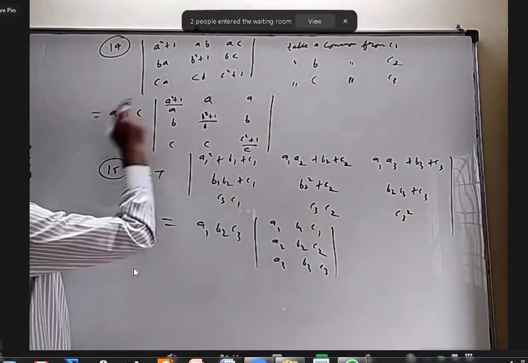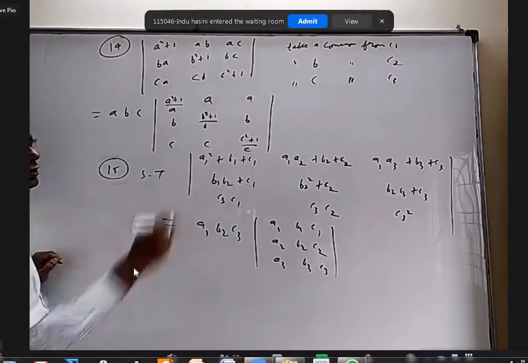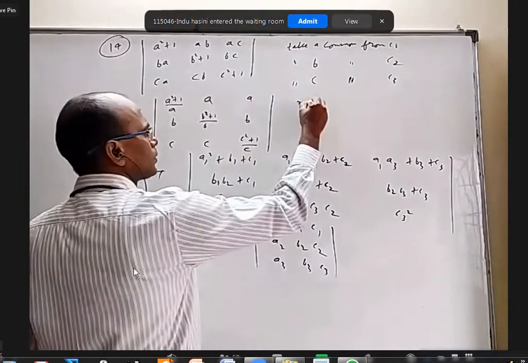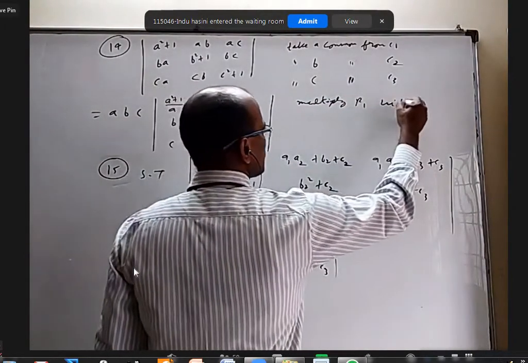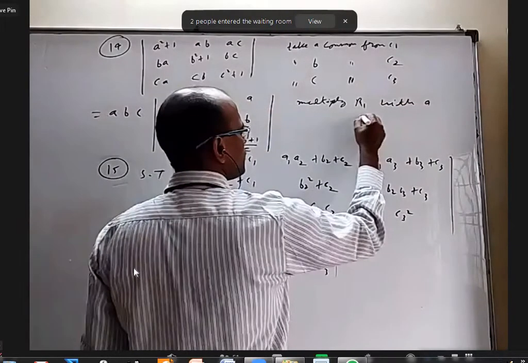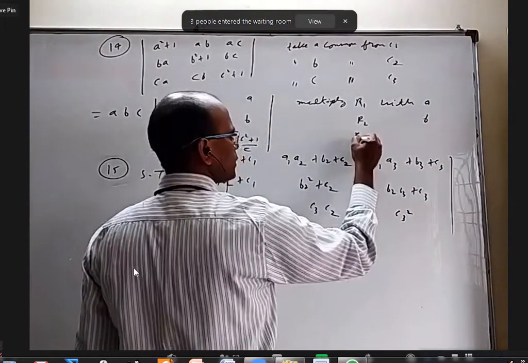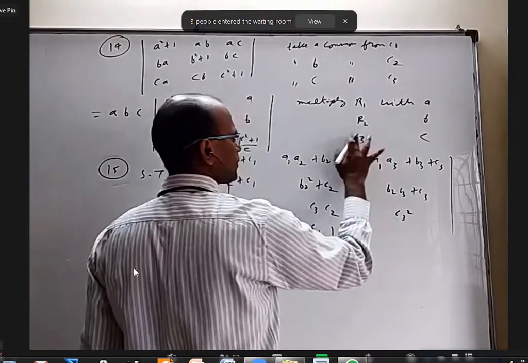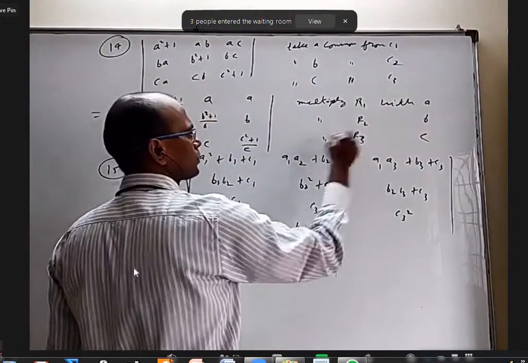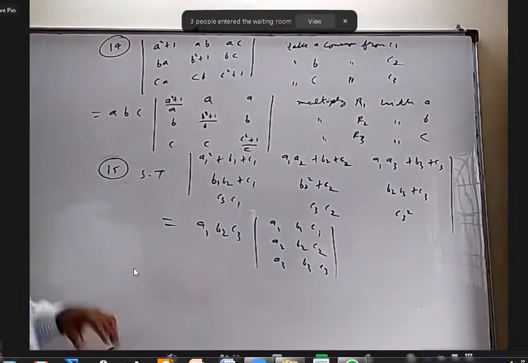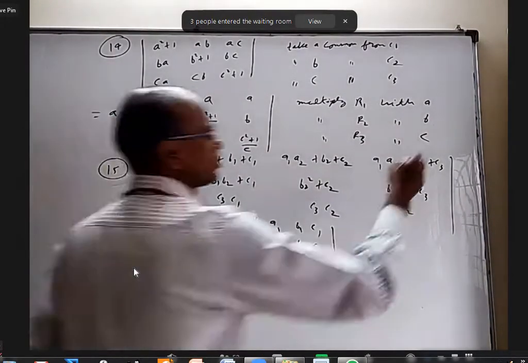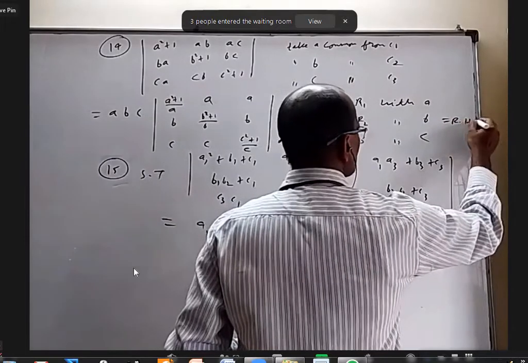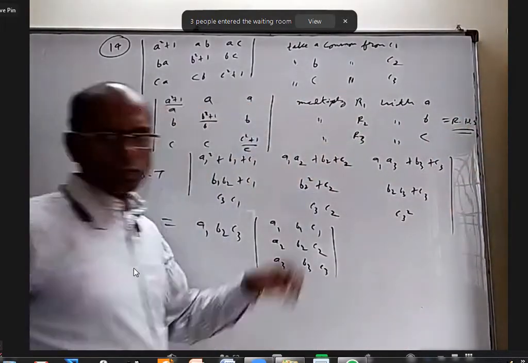Now I'm going to multiply A with the first row, B with the second row, and C with the third: R1 with A, R2 with B, and R3 with C. When you multiply A here, B here, C here, you will directly get the answer. When you do this, directly you will get the RHS. I don't have place, so I just wrote it like that.